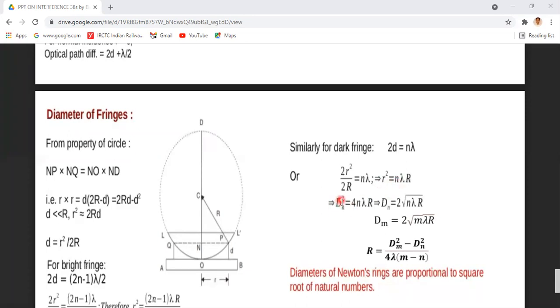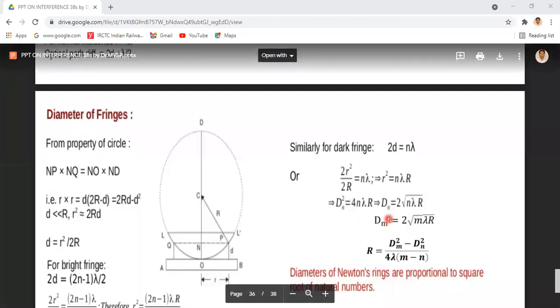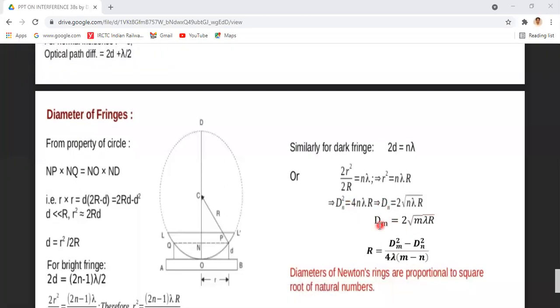Similarly, d square n, the square of the diameter of the nth dark ring, is equal to, we got the value 4 n lambda r. So square of the diameter of the nth ring is equal to 4 n lambda r. Similarly, for the square of the diameter of the mth dark ring, d square m is equal to 4 m lambda r. So from d square m we get the value of dm, the diameter of the mth ring.